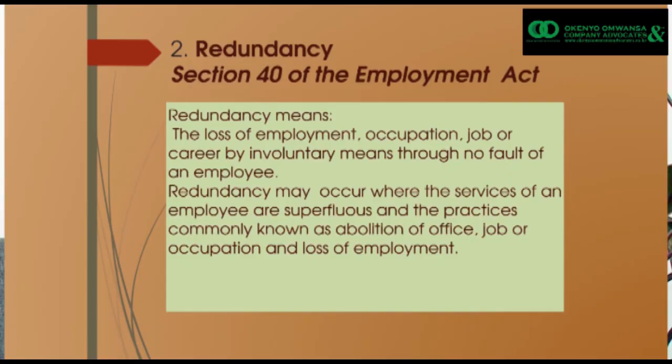Then we have where an employee commits or on reasonable ground is suspected to have committed a criminal offense against the employer or the employer's property. These are grounds for summary dismissal. So when one of your employees commits one of these offenses, then you are at liberty to summarily dismiss them.